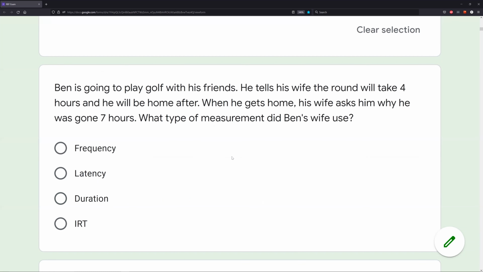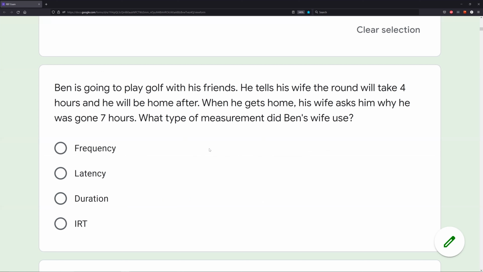Now, are we looking at a total time, right? Beginning to end? Yes, okay. Are we looking at the time in between an SD and a response? No, we're just looking at this total time of his round, so we can eliminate latency. What about inter-response time? Are we looking at the time in between two responses? Again, no, we're just looking at this round of golf. How long did it take?